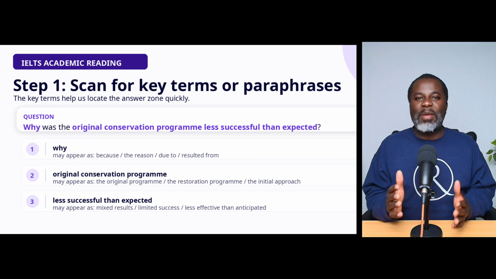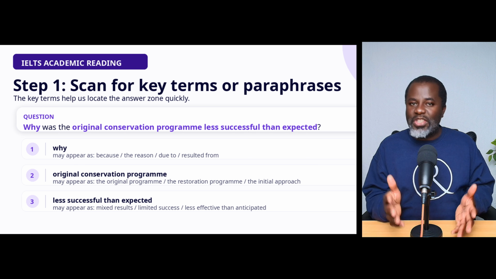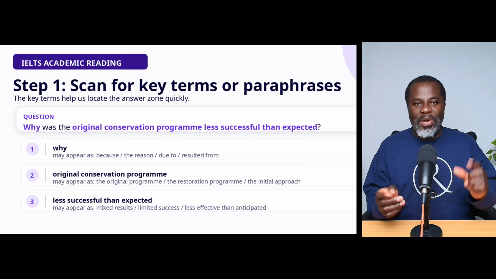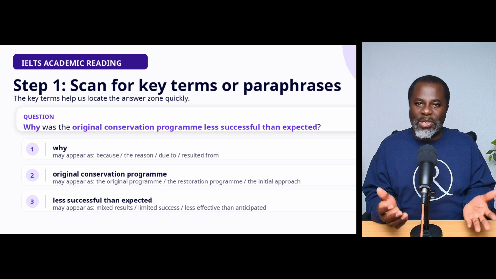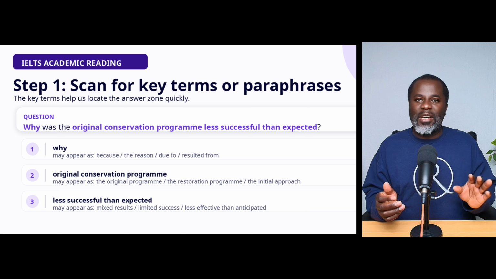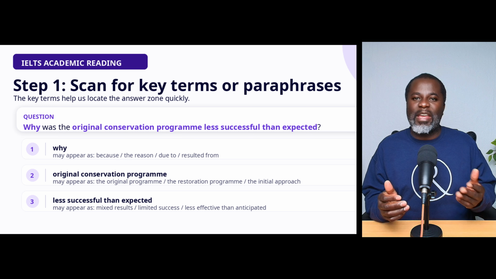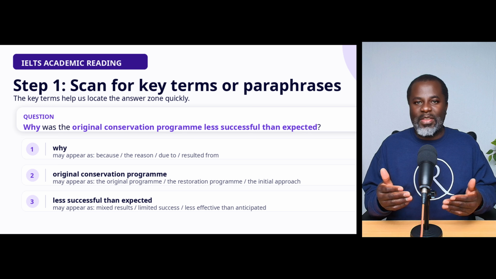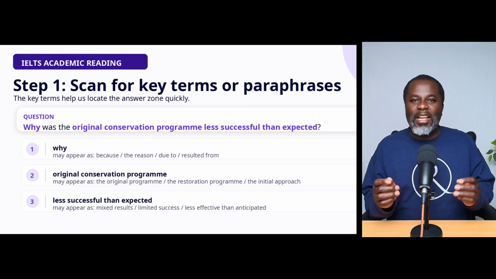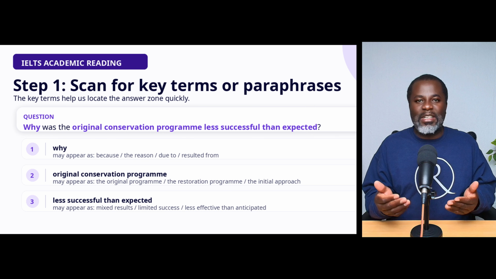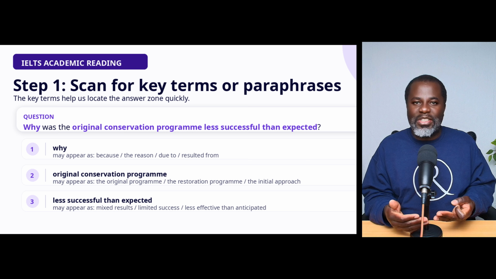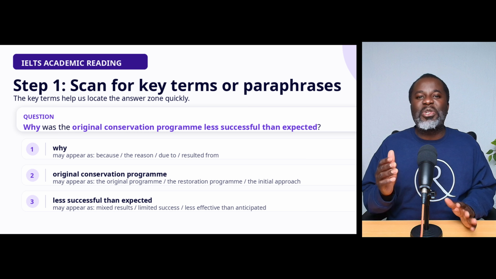We can now scan the passage for these key terms or for synonyms or paraphrases of these key terms. For example, the word why may be expressed as because, the reason, due to, or resulted from. Original conservation program may appear as the original program, the restoration program, or the initial approach. Less successful than expected may appear as mixed results, limited success, less effective than anticipated, or failed to achieve the expected outcome.